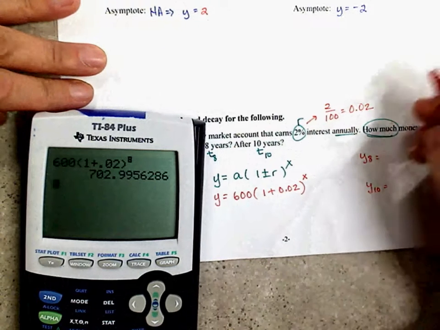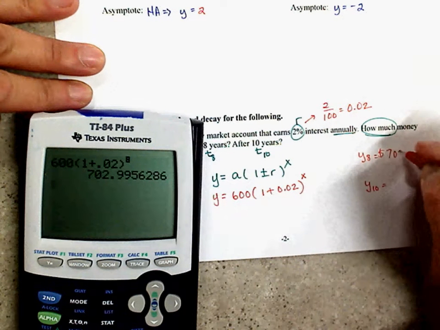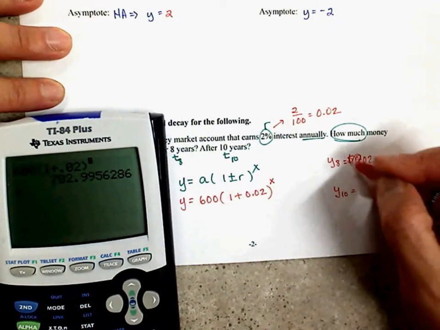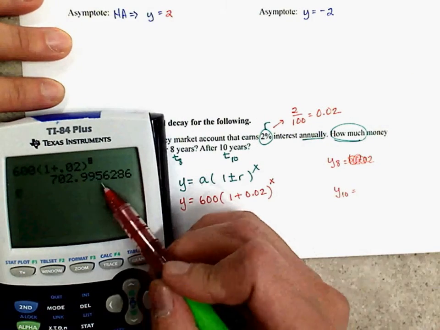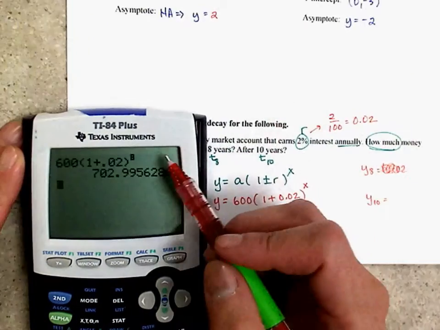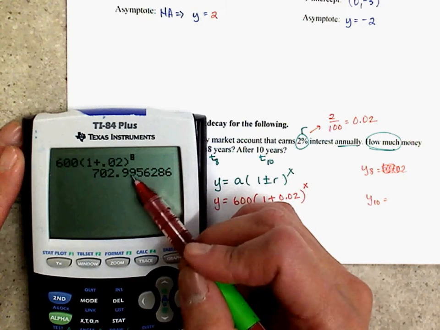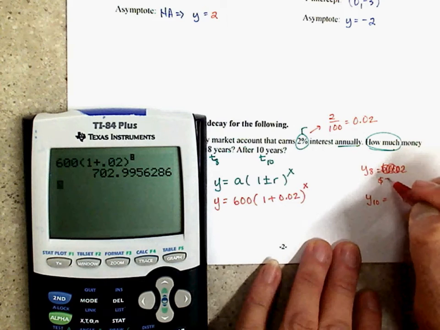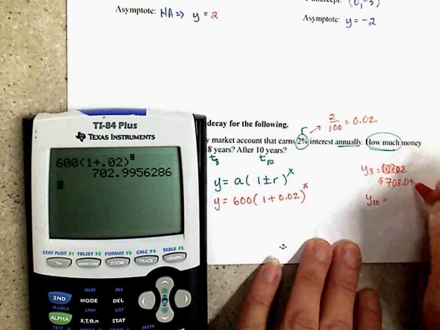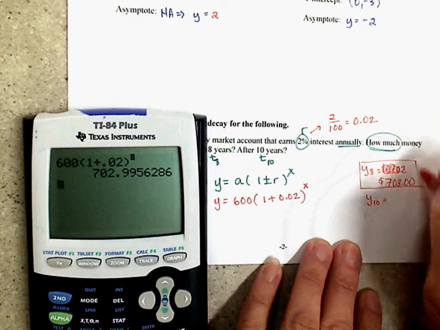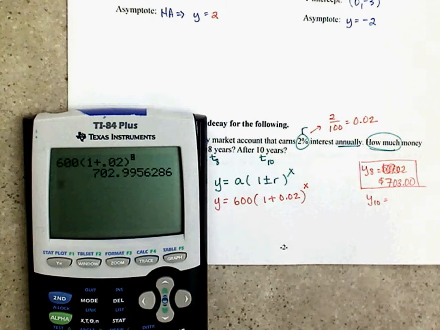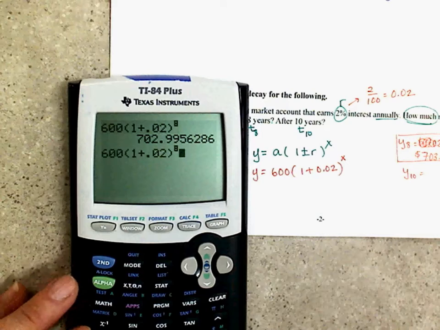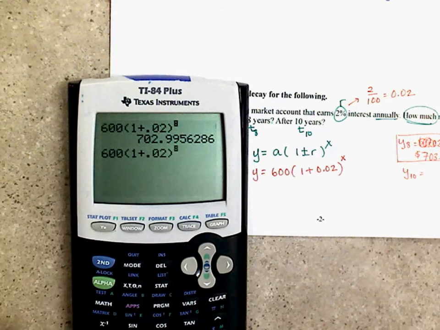So that comes out to be $702. Oh, I need to round it up. See how it's 99 cents? And the number to the right is 5 or more, so one above 99 is more dollars, so that becomes $703. Okay? And for the other one, 10 years. Now, look what I do. I just go back and grab my same equation, backspace, and change that to 10 years.